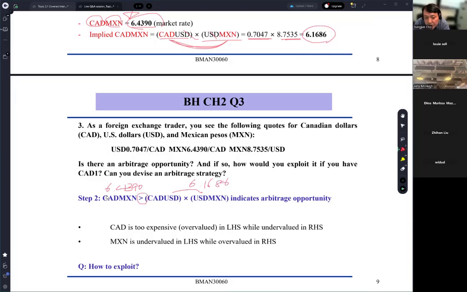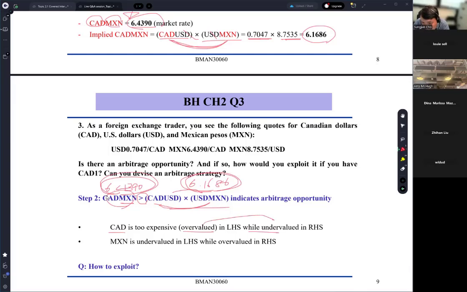What is the meaning of this inequality? You have CAD 1. If you sell CAD 1 here, you will get this amount of Mexican peso. If you sell CAD through triangular transaction, you will get only this amount of MXN. So for 1 Canadian dollar, you have to pay more Mexican peso here, and less Mexican peso here. In other words, the Canadian dollar is too expensive or overvalued using this rate because you have to pay more Mexican peso, while it's undervalued in the right-hand side prices.